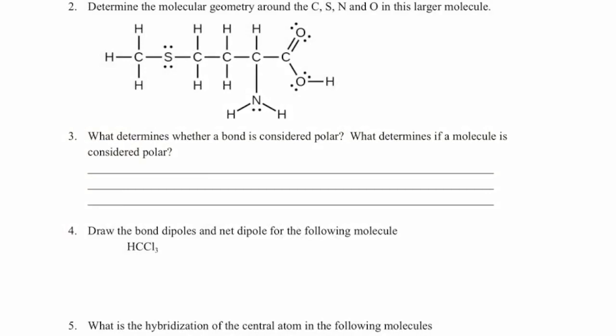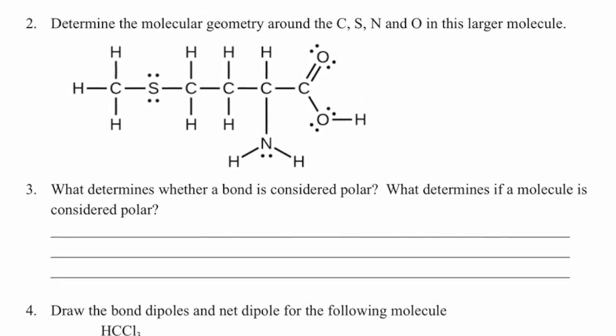Question 2 starts to talk a little bit about determining molecular geometry around a larger molecule. Up until this point, we've really focused on molecules with one central atom. However, this same concept applies as we start to build bigger and bigger molecules. And from a practical standpoint, most of the molecules that we deal with in chemistry in a laboratory setting are going to be a little or much larger.